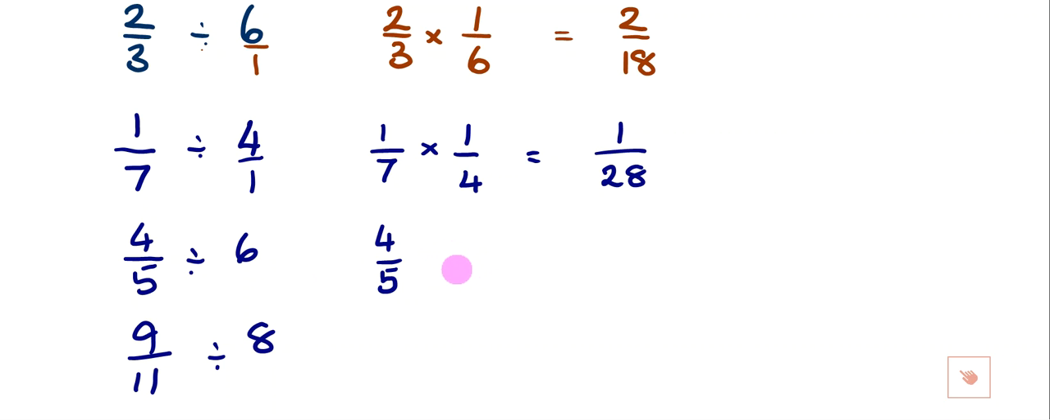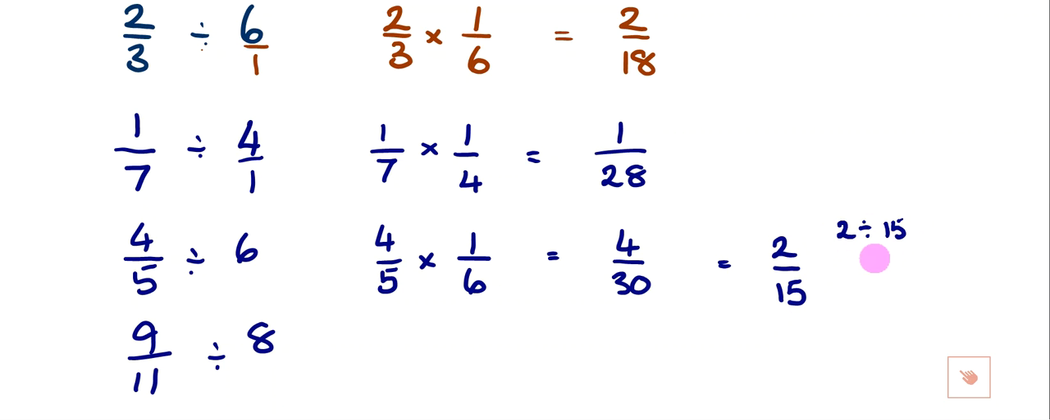So it would be 4/5 divided by 1/6. Times, you mean? Oh, yeah, sorry, times 1/6. And that would be 4/30. Could that simplify, Maddie? 2/15. Now, this is where it's important: 2 divided by 15 is not the same as 15 divided by 2. They are not the same thing. Okay?